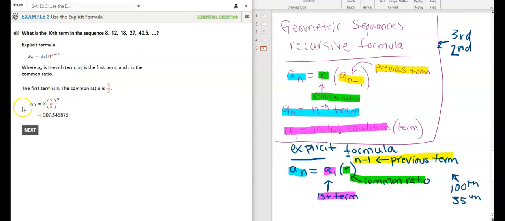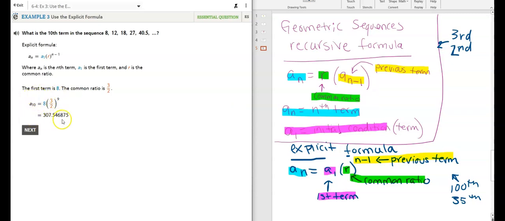Okay, so here they've set up the equation. 8 is my first term. My common ratio is 3 over 2, like we saw in the last example. And then notice that the exponent here is 9, and that's because we want to find number 10. And my exponent is n minus 1, the previous term number. So if I want to find number 10, then my previous term was number 9. So I'm going to raise 3 over 2 to the power of 9 using my calculator, and then I'm going to times it by 8.